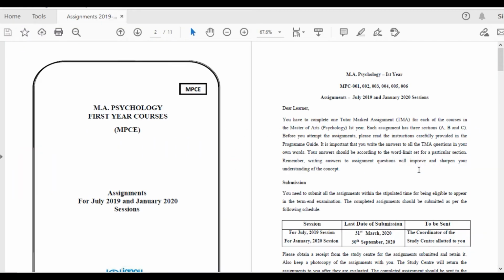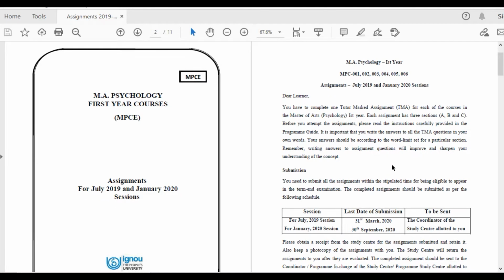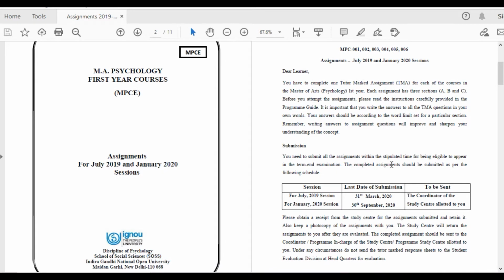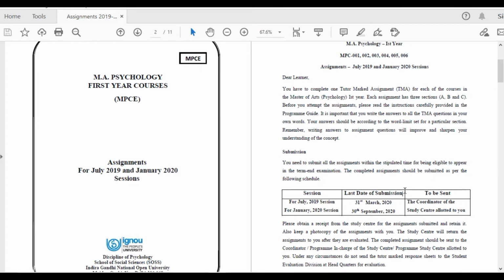Hi everyone. So today we are looking at the general instructions of the assignments. Now, first year assignments or second year assignments, the instructions are the same. Now you can see in front of you, these are the assignments for 2019-20. For example, I have downloaded any file. Now this is where all the information starts.